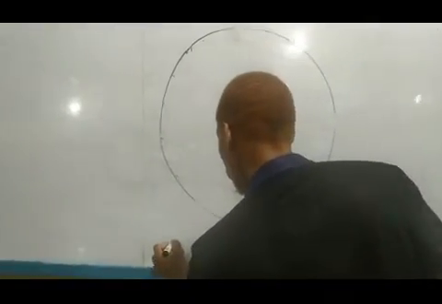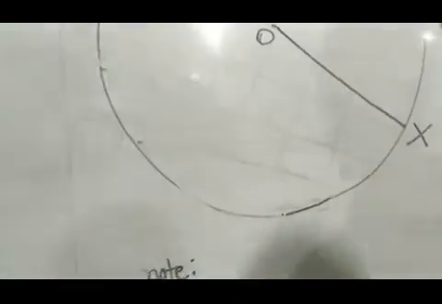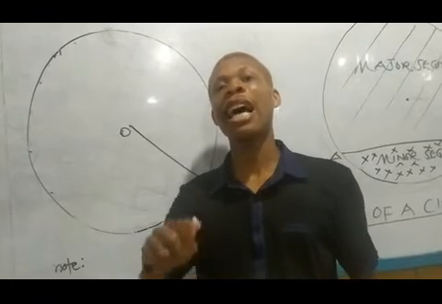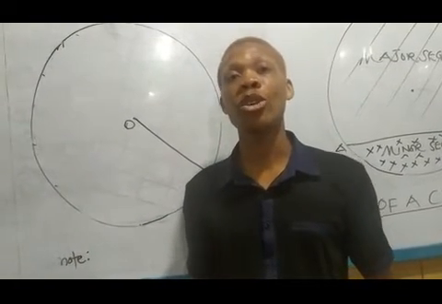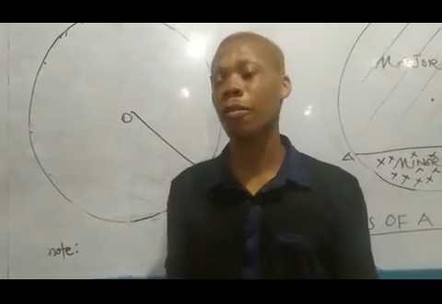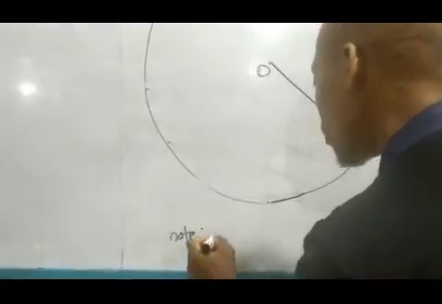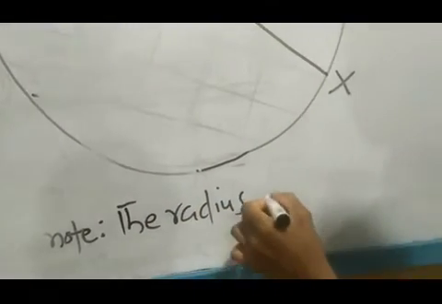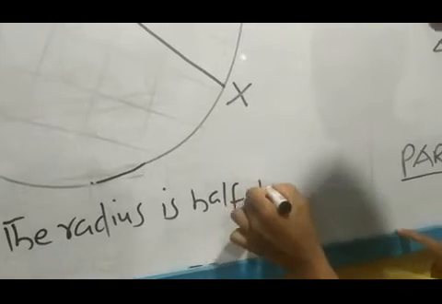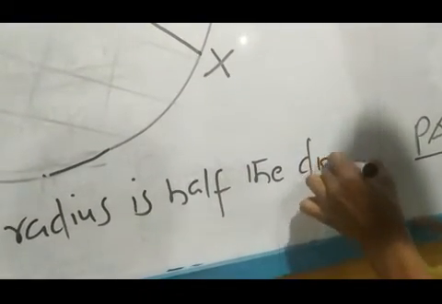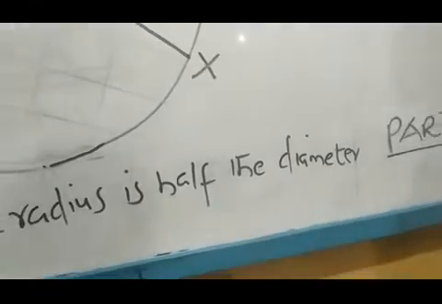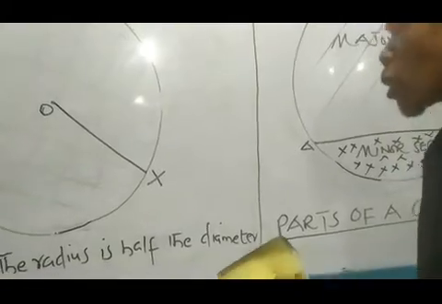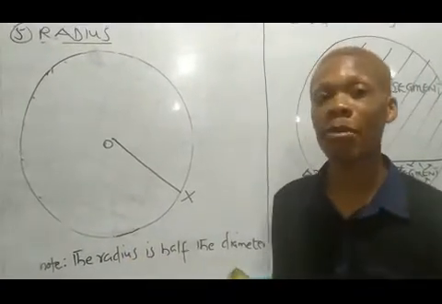Note, the radius is half the diameter. Let me write that on the board. The radius is half the diameter.